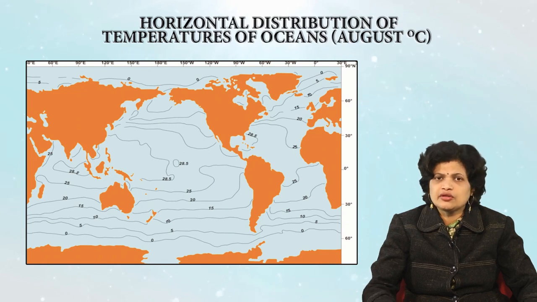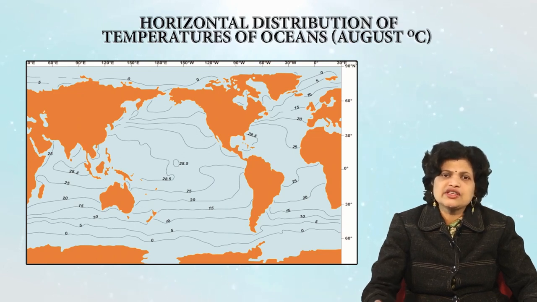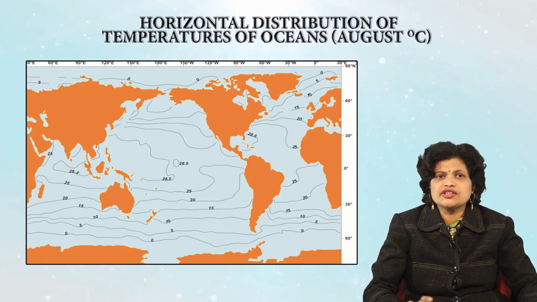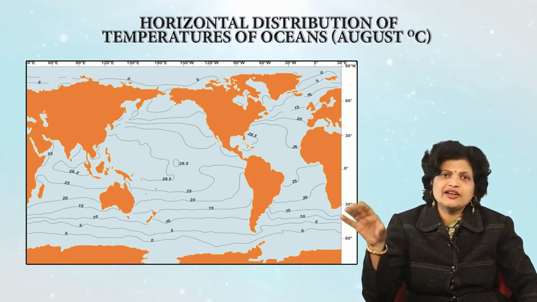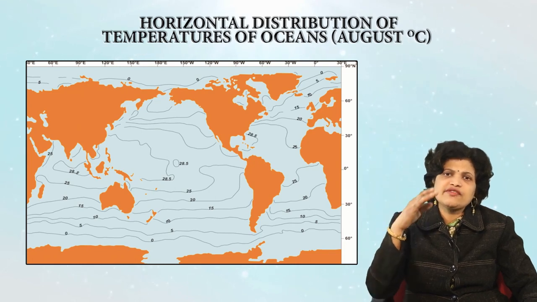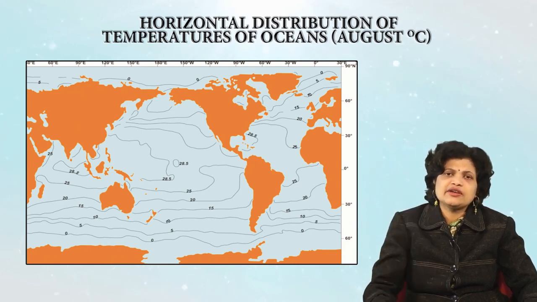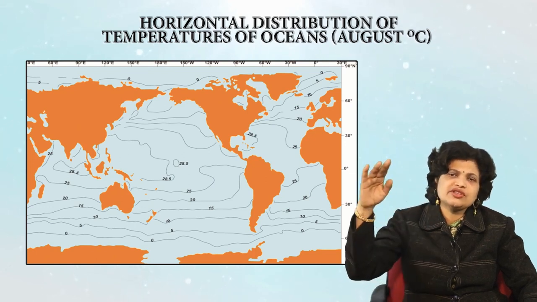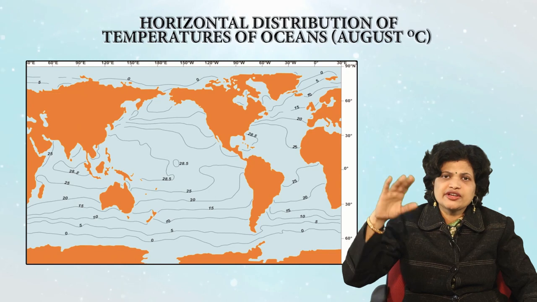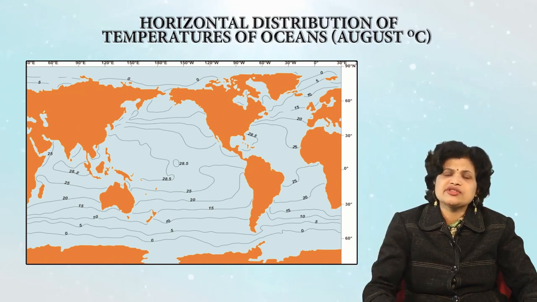The isotherms are almost parallel. You can see in the Pacific Ocean, Indian Ocean and Atlantic Ocean the isotherms are almost running parallel, and so there is an effect of land areas in the northern hemisphere, due to which isotherms are slightly diverted because of increasing temperatures of the land.